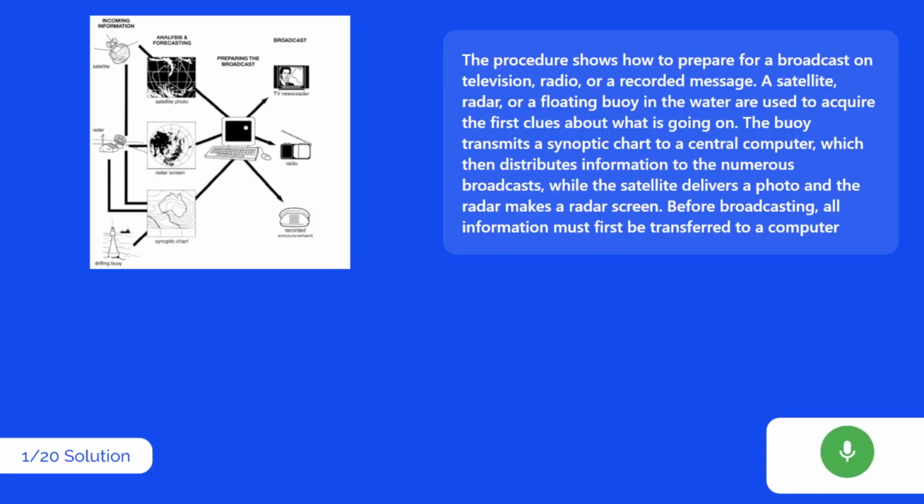The procedure shows how to prepare for a broadcast on television, radio, or a recorded message. A satellite, radar, or a floating buoy in the water are used to acquire the first clues about what is going on. The buoy transmits a synoptic chart to a central computer, which then distributes information to the numerous broadcasts, while the satellite delivers a photo and the radar makes a radar screen. Before broadcasting, all information must first be transferred to a computer.